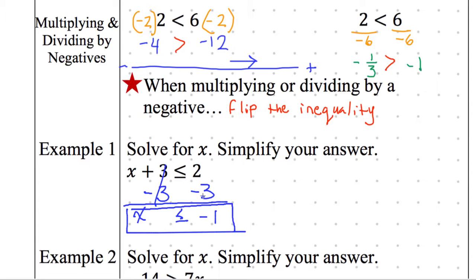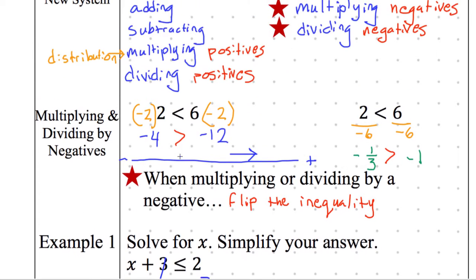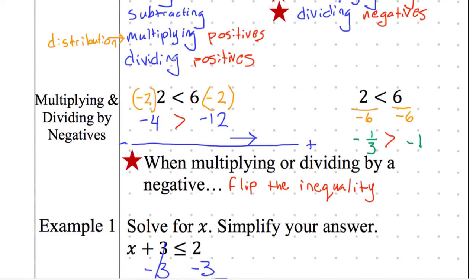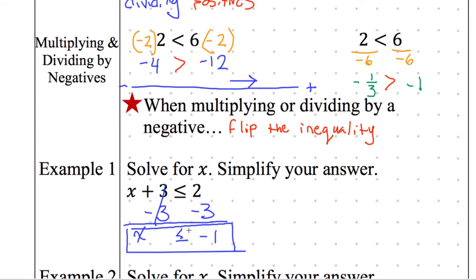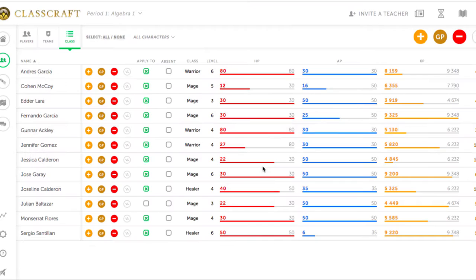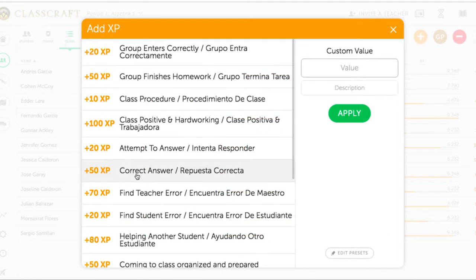Nothing fancy there. And notice that this inequality sign, it didn't flip. We did not multiply or divide by negative. We just subtracted. And we know that subtracting is the same as it always was. So nothing new here aside from the fact that instead of an equal sign, we had this less than or equal to. All right. And let me come back here and give Cohen his XP before I forget.